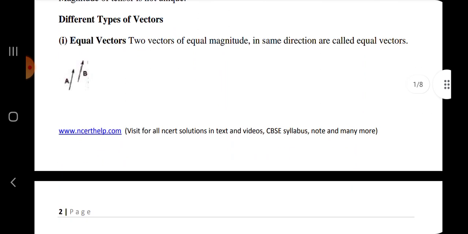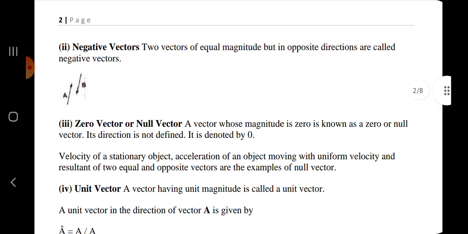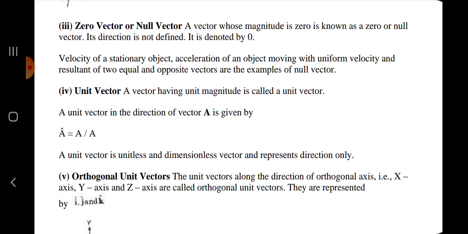Different types of vectors. Equal vectors: two vectors of equal magnitude in the same direction are called equal vectors. Negative vectors: equal magnitude but in opposite direction. Zero vector or null vector: vectors whose magnitude is zero. Then velocity of a stationary object, etc. are examples of null vector.